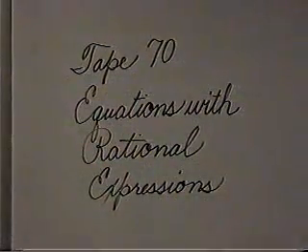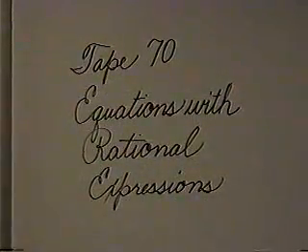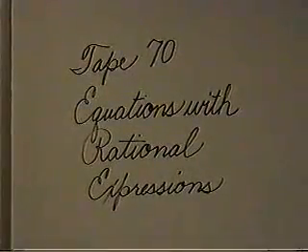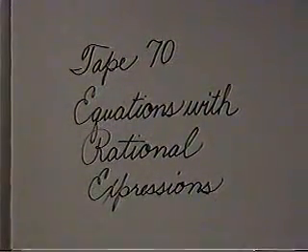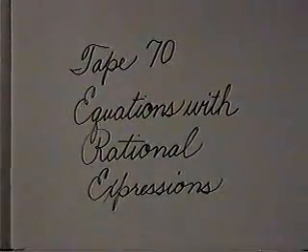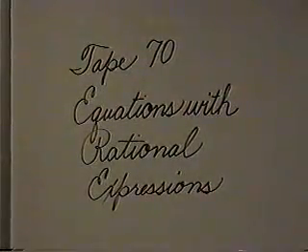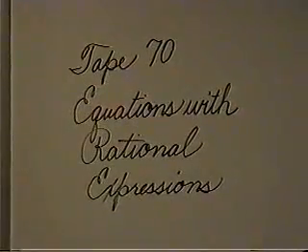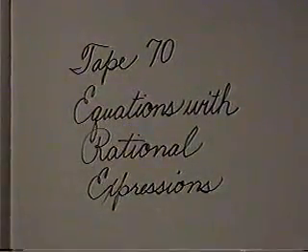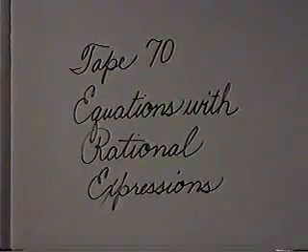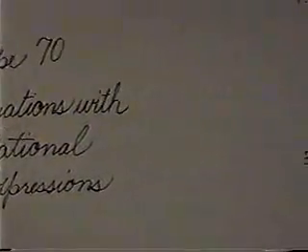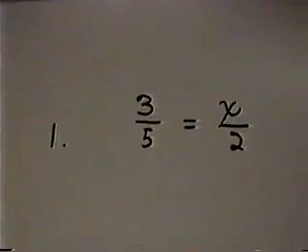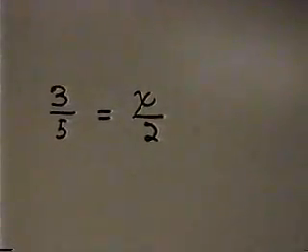Tape 70 is equations with rational expressions. Now, if you looked at tape 69, or remember the work in the course where you're working with fractions, in that one you were working with just adding and subtracting fractions. This one is going to look the same, except if we now look at example 1, it's going to be an equation. We have an equation. So it's a little different.